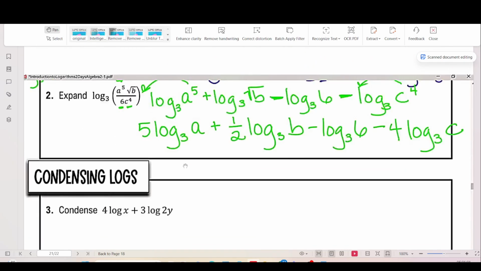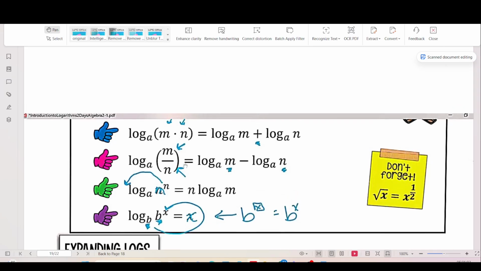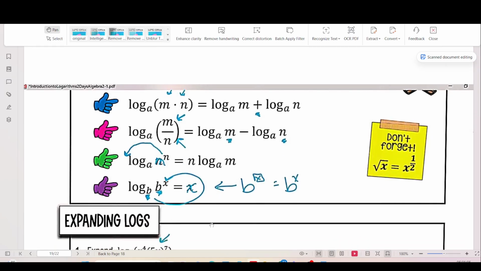Wait, can you go back up so I can just look at it for a second longer? Sorry. Yes, yes. So log a.